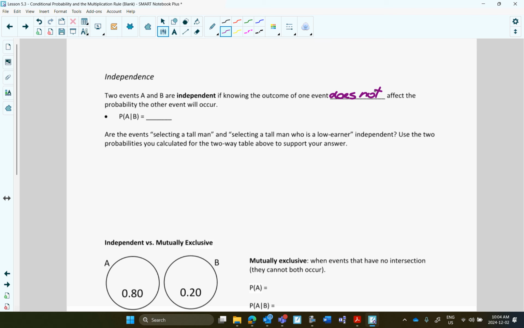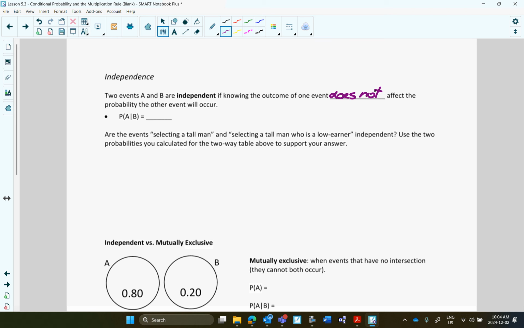However, what if I did the same thing, but after I picked the first card, I put it back in the deck and reshuffled? Now it's independent, right? Because it doesn't matter what happened in the first one, because I still got 52 cards and I still have 26 reds on the second. That's what it means by independent.